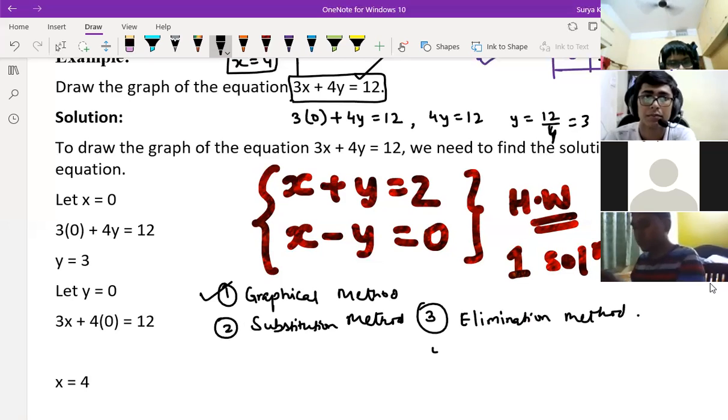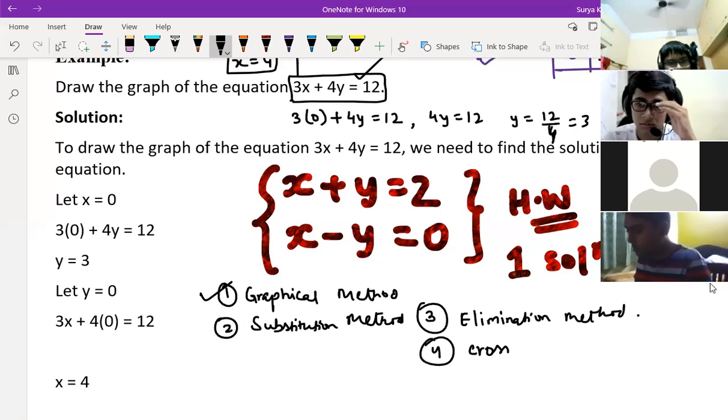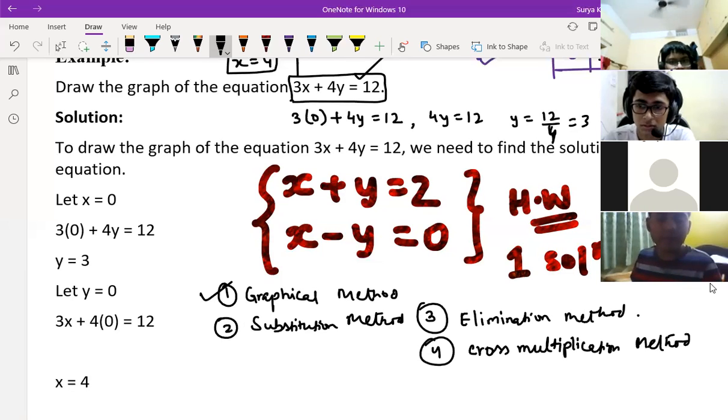And one last method you have, which you will read in class 10, that is the cross multiplication method. Yeah, class 10th you have cross multiplication. So the graphical method is nothing but graph representation, right? Yeah, you do graphical representation, and where both lines meet, that is your answer.